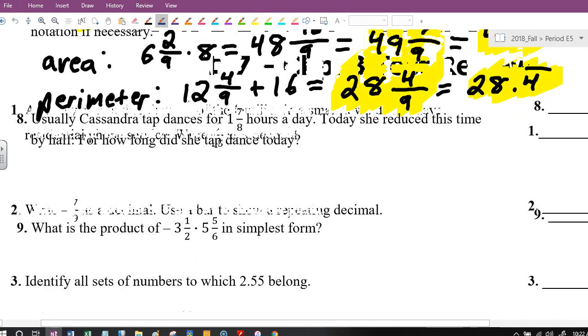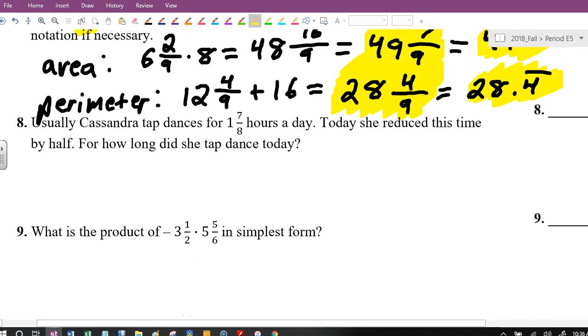All right. Usually, Cassandra tap dances for 1 7/8 hours a day. That's interesting. Today, she reduced this time by half. Reduce. Who wants to do that? Well, you already did one.